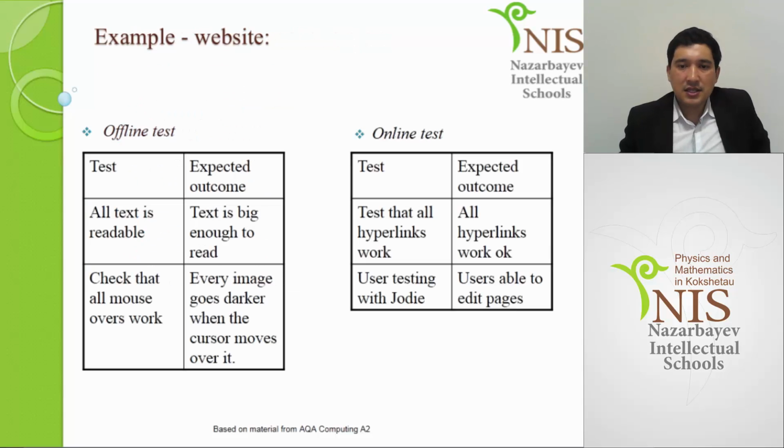Example, offline test and online test. Offline test: test name, expected outcome. First, all text is readable. Expected outcome, text is big enough to read. Second, check that all mouse overs work. Every image gets darker when the cursor moves over it.